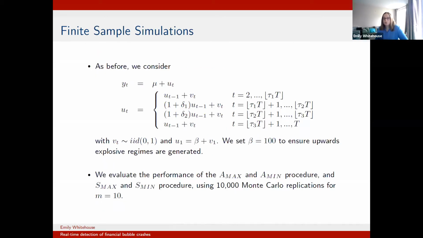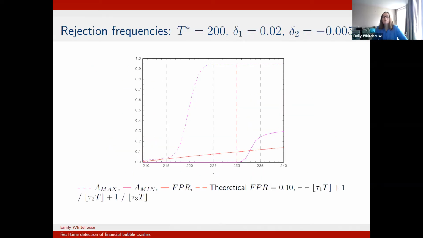Okay, so I'll just show you some results so we can see how well these procedures work in practice. I've got the same DGP setup that we had before. I'm going to use 10,000 Monte Carlo reps, and I'm setting my finite window here, M equal to 10 observations. Of course, we've tried other settings of M without any particularly interesting results. So in this simulation setting, I'm setting my training sample T star to 200 observations.